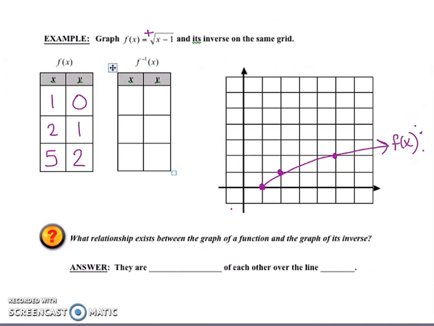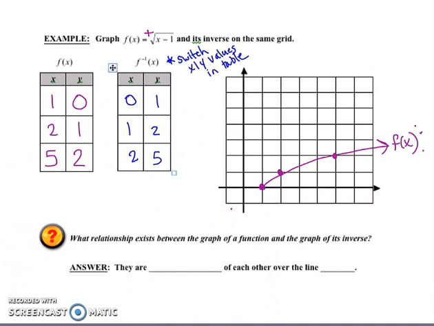Okay, now we're going to graph f inverse. In order to graph that, all we're going to do is switch our x and our y values in the table. It's as easy as that because for an inverse of a function, we're just switching x and y. So I'm going to rewrite my table, but I'm going to put my y values in the x spot, and I'm going to put my x values in the y spot. And now I'm going to go ahead and plot these points.